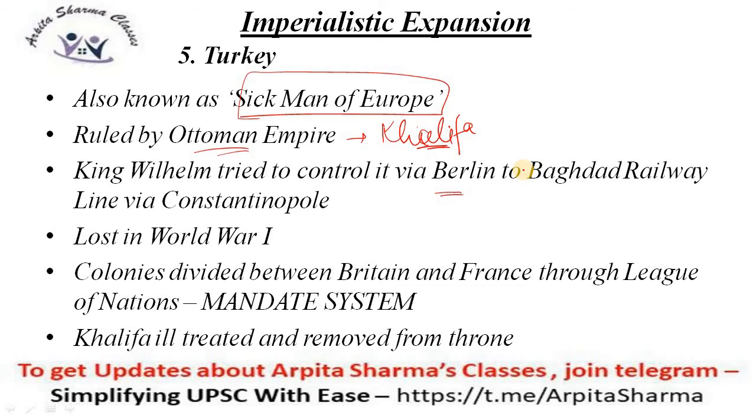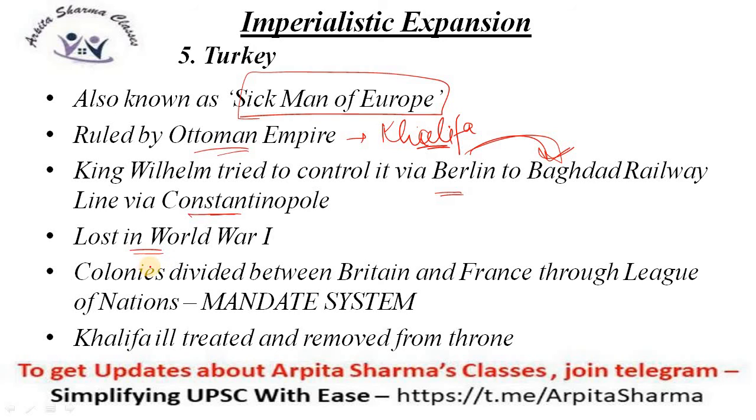How? Because he tried to build a railway structure from Berlin to Baghdad. And what did he do? By constructing the Berlin to Baghdad railway line, what did he try to do? He basically tried to reach India, or eventually coming to India via Constantinople. But what happened? Turkey lost in World War I, because Turkey was a part of one of the Central Powers and Allied Powers.